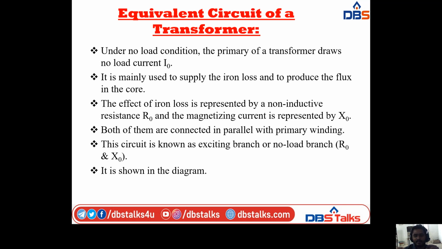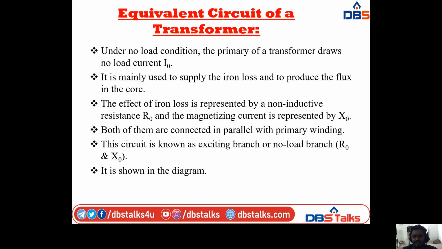And we are taking the no load condition, which means the primary of the transformer draws no load current I0, and it mainly supplies the iron loss and produces the flux in the core. The effect of iron loss is represented by a non-inductive resistance R0. That is the additional branch we drew across the primary winding, that is R0 and X0.